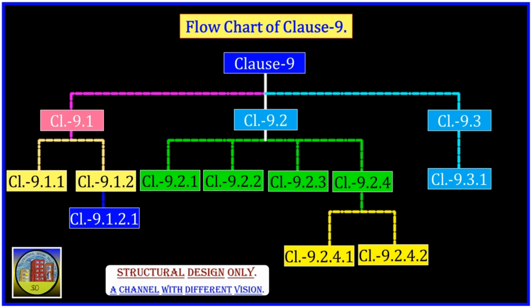Next single branch from subclause 9.3 is 9.3.1. And 9.3.1 indicates adjustment of cement content in nominal mix.